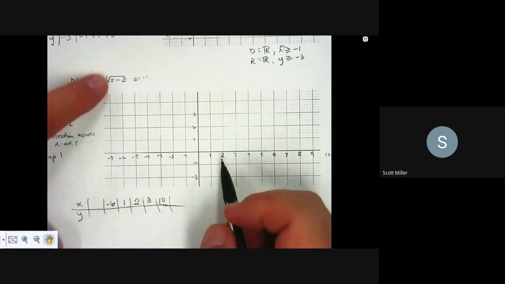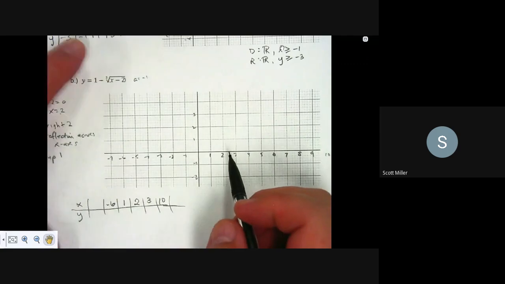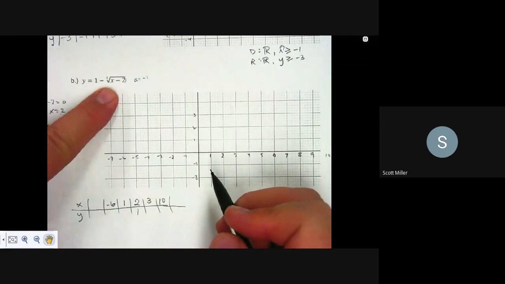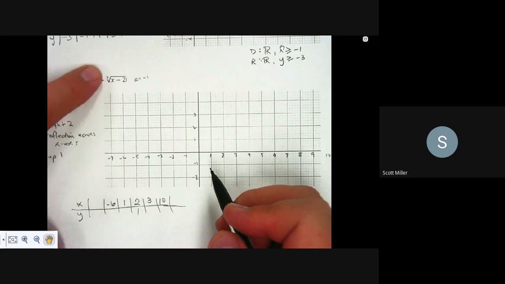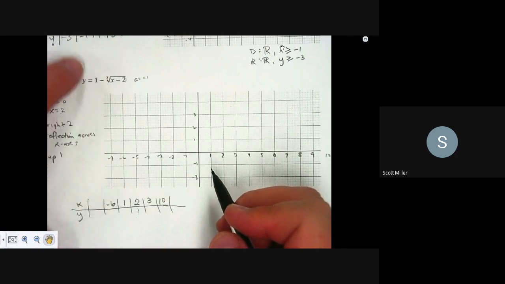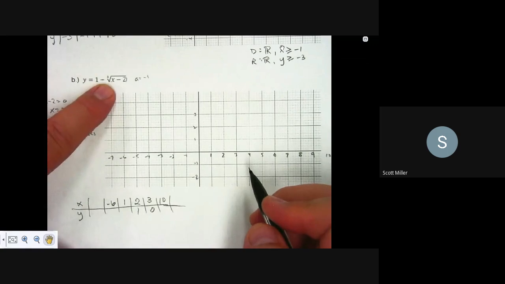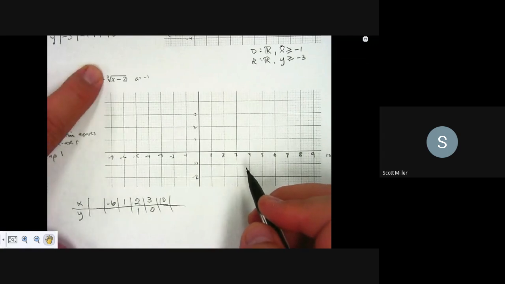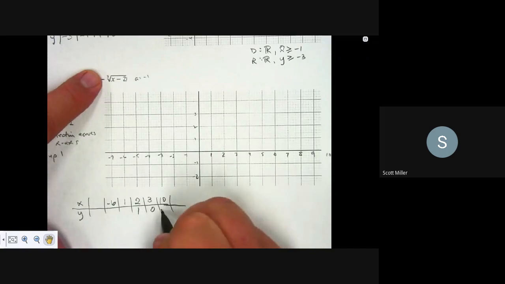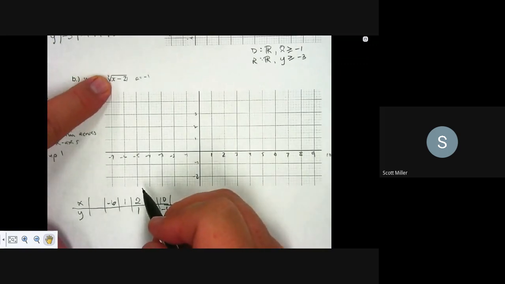So if I plug in a 2, I'm going to get 0, and 1 minus 0 is 1. If I plug in 3, I'm going to get the cube root of 1, which is 1. And 1 minus 1, 0. If I plug in 10, I'm going to get an 8. The cube root of 8 is 2. 1 minus 2, -1.